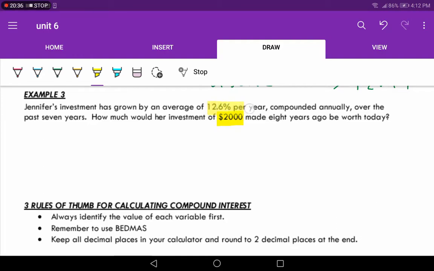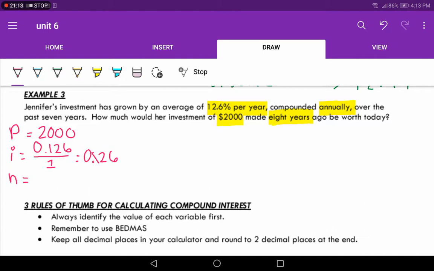So it's the exact same procedure. Okay, and it's been 8 years since we made that $2,000. So same procedure in the sense that you're going to start with P, I, and N. Principal here is 2,000. Our interest rate is 0.126, so a lot higher than usual. And that's compounded annually, so really we would just divide it by 1, which just means it's going to stay the same.